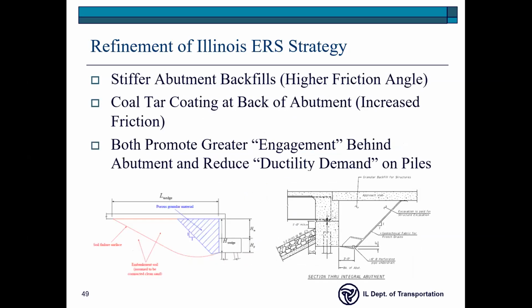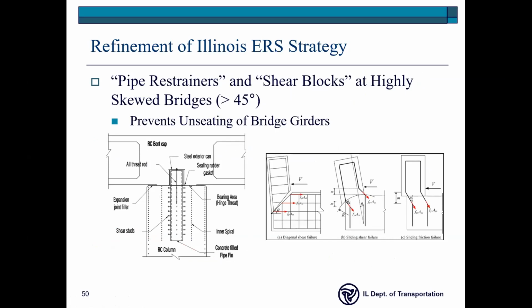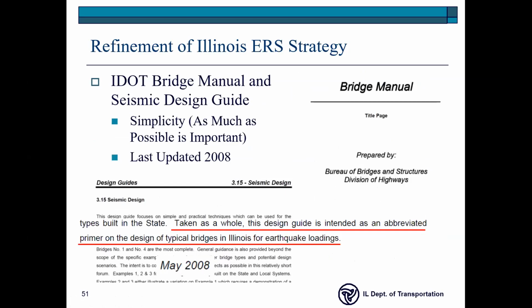Here are some strategies for taking some of the ductility demand off of the piles for integral abutment bridges. So the piles are right here. If you can see what I'm doing, I'm circling the pile here. You put some coal tar on the back to increase friction there, to engage the soil in the back here, which is really a bunch of aggregate, a bunch of rocks. So those are a couple of strategies there, and having more pipe restrainers or shear blocks helps for highly skewed bridges, so our bridges won't unseat just in case they fuse, things like that.